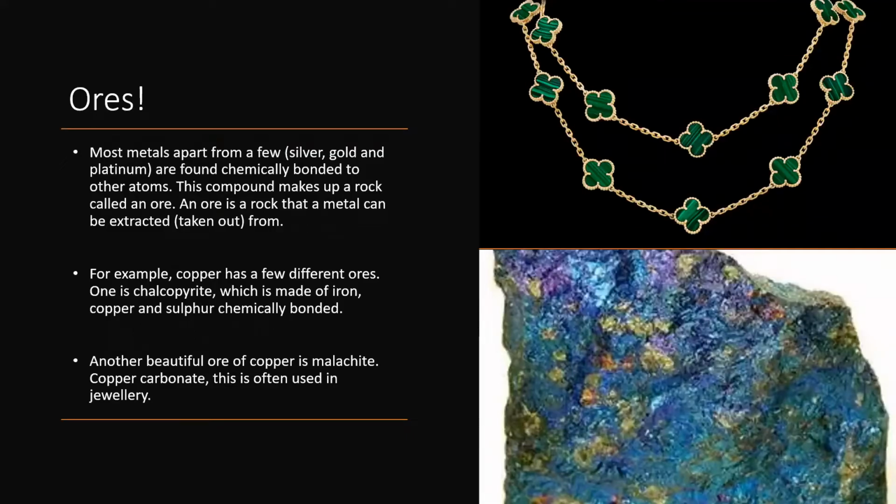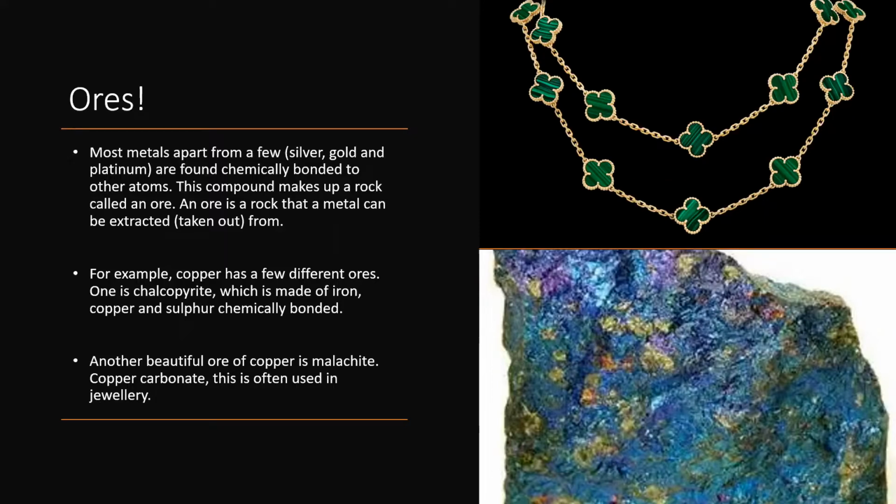Okay, so we're going to look at useful rocks. I'm going to look at a bit more on rocks in general, and then some useful ones. The minerals that we use and other substances are actually taken out of rock called ores. Most metals, apart from a few, silver, gold, and platinum, are found chemically bonded to other atoms. So this compound makes up a rock called an ore. The metal bonded to another element makes up the ore. So a definition: an ore is a rock that a metal can be extracted, so taken out, from.